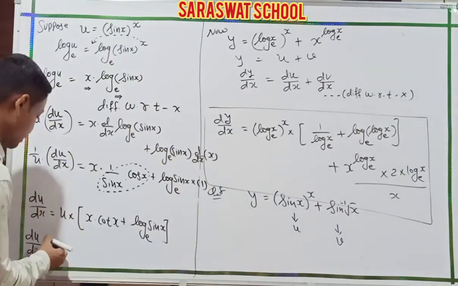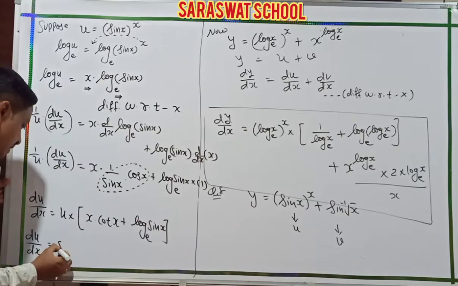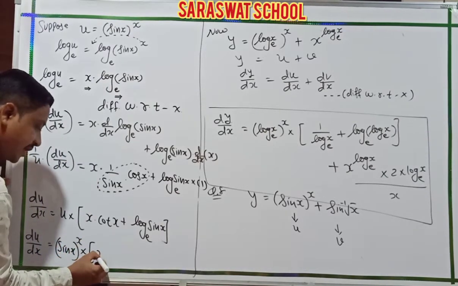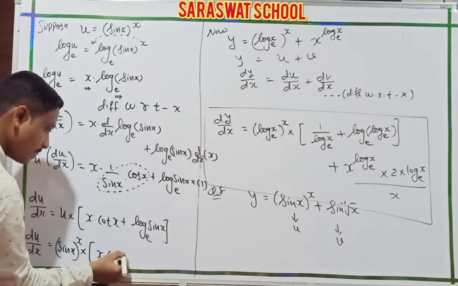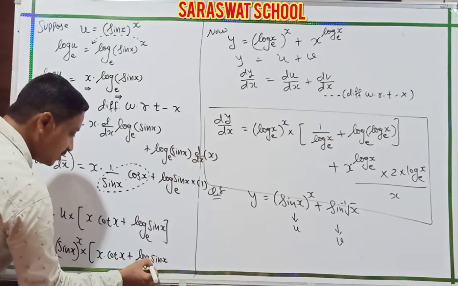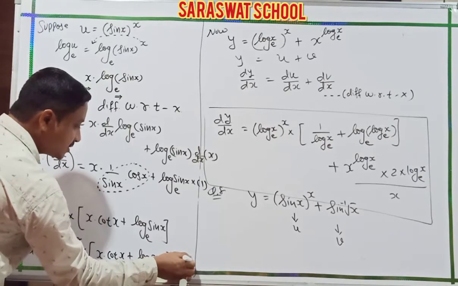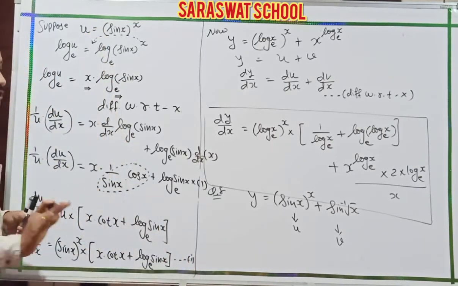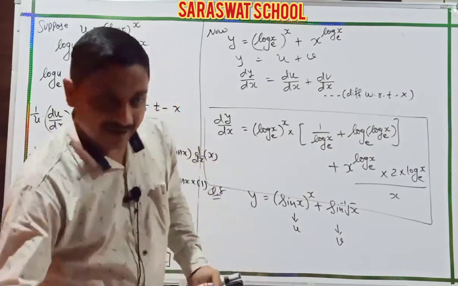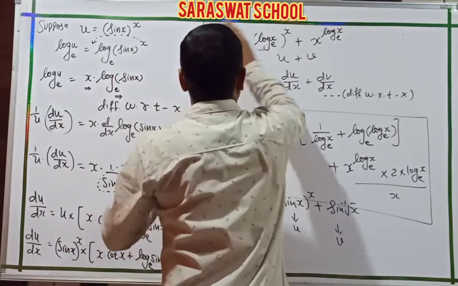So du by dx, this value students, I only and only apply that. So what is the value of u, students? Sin x to the power x, and here the same: x into cot x plus log of sin x to the base e, and here we get our statement number 1 done, students. This u is ready. Now I slowly start the v side.